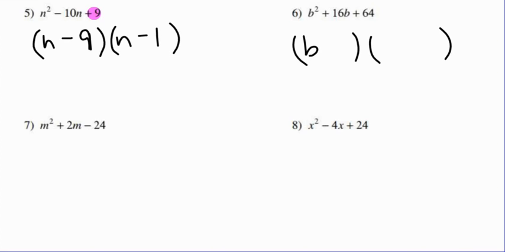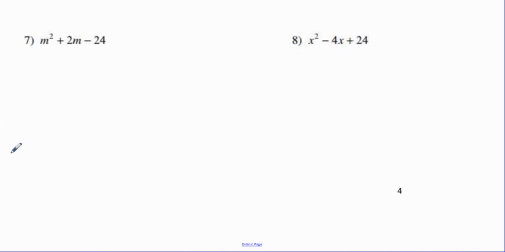So we have b times b. And now I need factors that when multiplied give me 64, but added give me 16. Just said the answer. So 8 times 8 is 64, and 8 plus 8 gives me 16. These are all positive because they're all positive originally. So that's awesome. Chances of you getting all positives on the test are slim. You're probably going to get more combinations so you know what sign lives where.